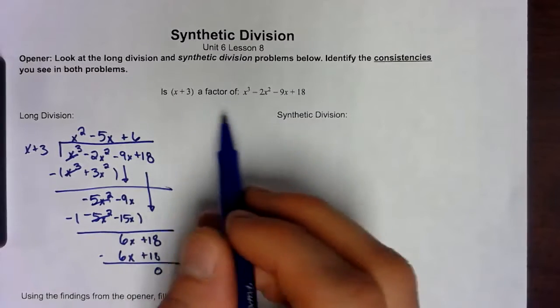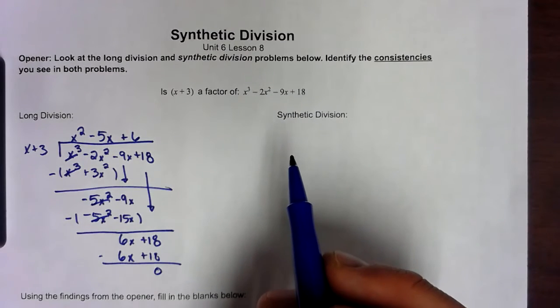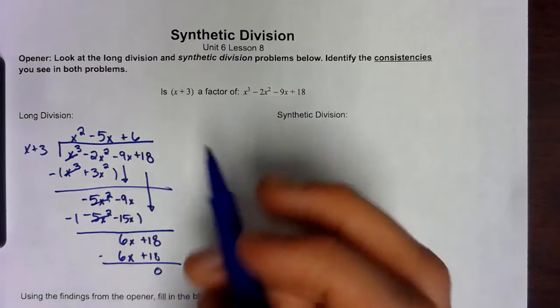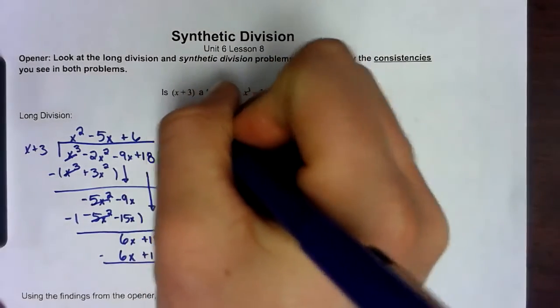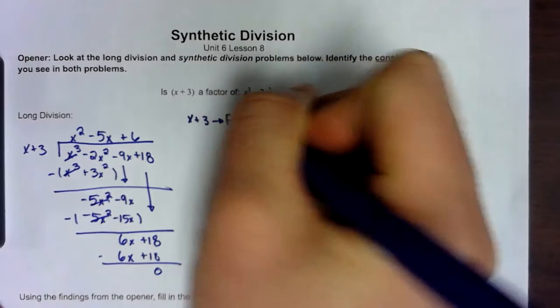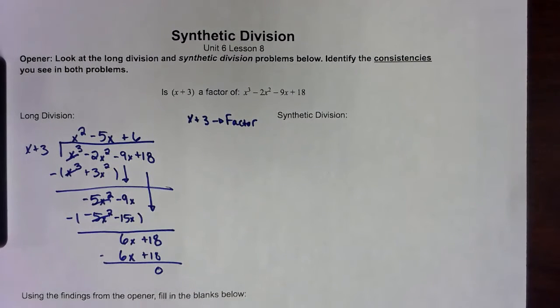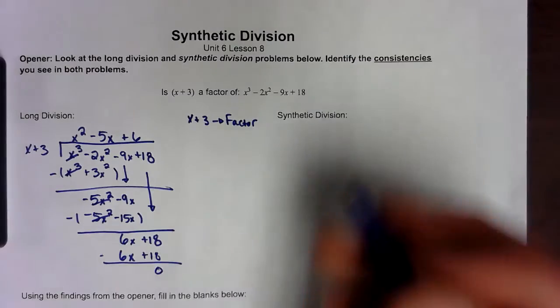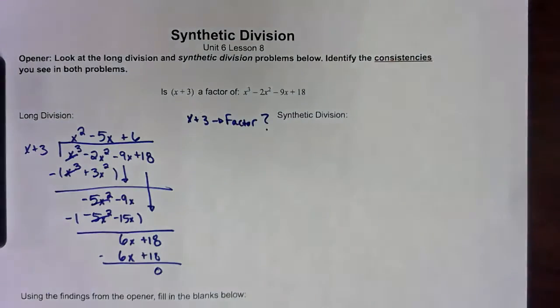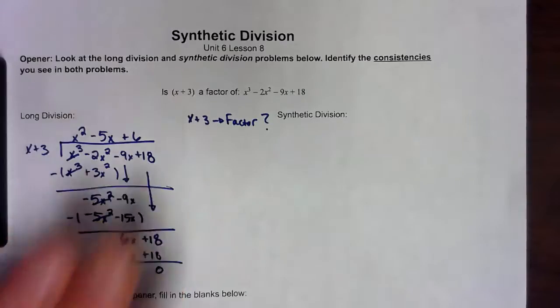Long division does this, but synthetic division takes it a step further in that we're checking to see, is x plus 3 a factor? When something is written like that with an x and no equal sign, it's called an expression. So with this expression, we're checking to see if it is a factor. By getting a remainder of 0, we already know that it is. We're going to pretend that this didn't happen yet.